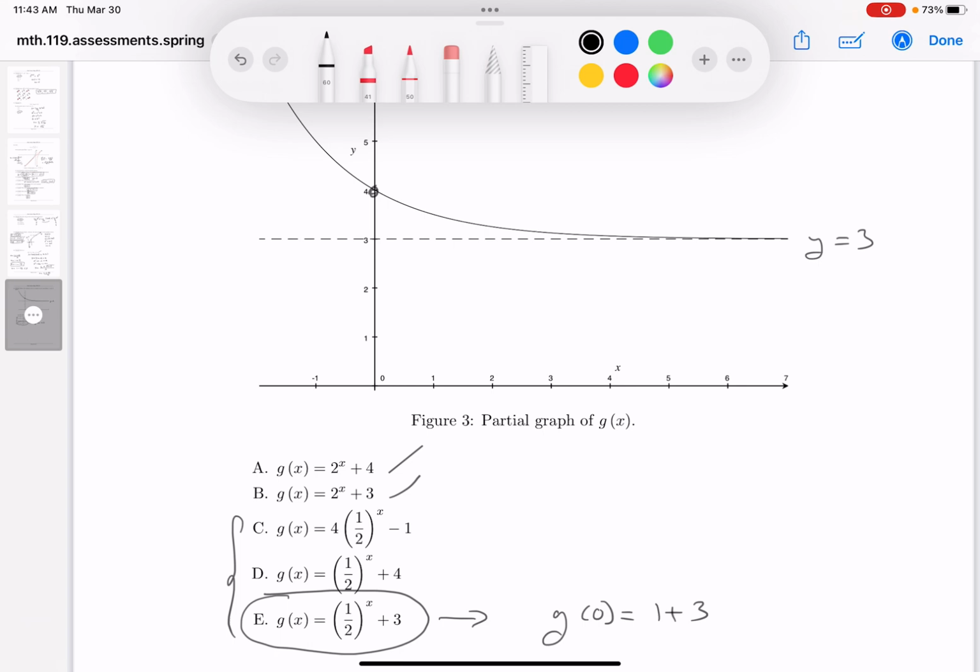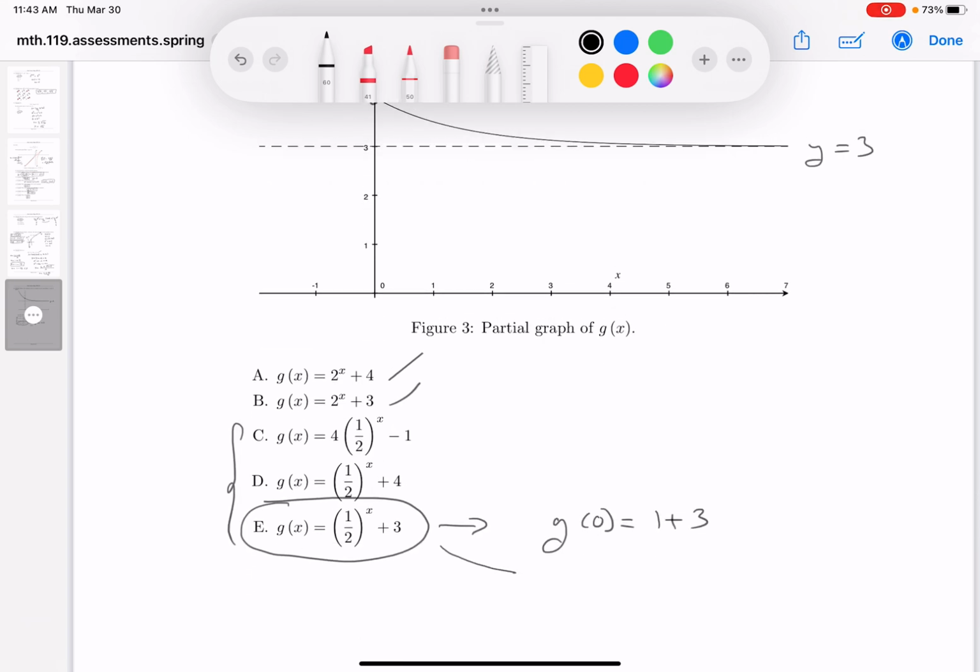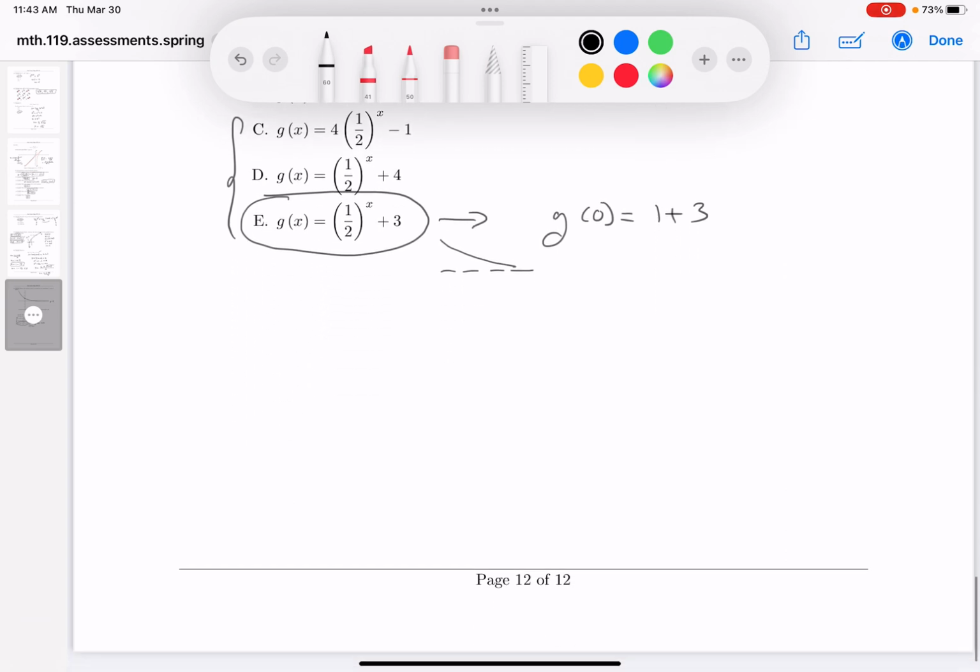And this is clearly a decay problem. What I mean by that, it's going down. And by the way, it's asymptotic with the line y equals 3. I think that's it for the exam, by the way.